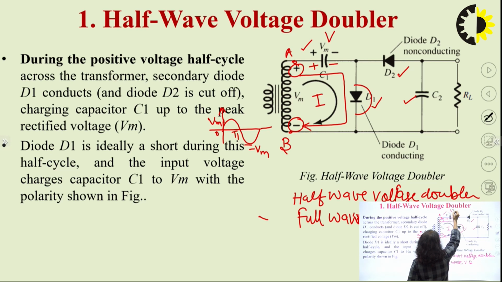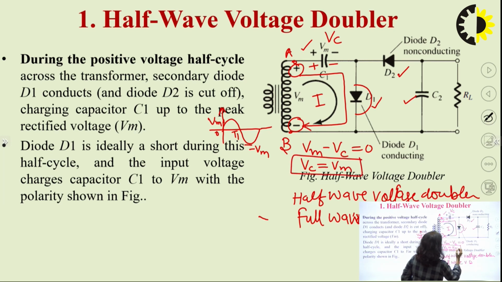Let us say the voltage up to which this capacitor has been charged is equal to Vc. During the first half cycle, if we write the KVL across this first loop, it will be Vm minus Vc is equal to 0. So, this will give Vc is equal to Vm. So, the capacitor will be charged up to the value Vm. That is why here it is written Vm. So, the capacitor is charged to the value that is equal to Vm.